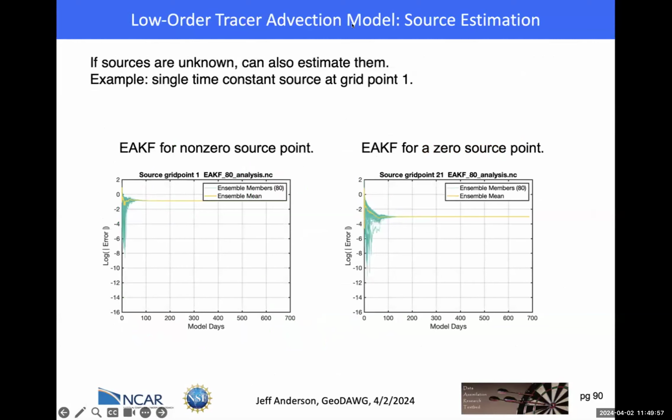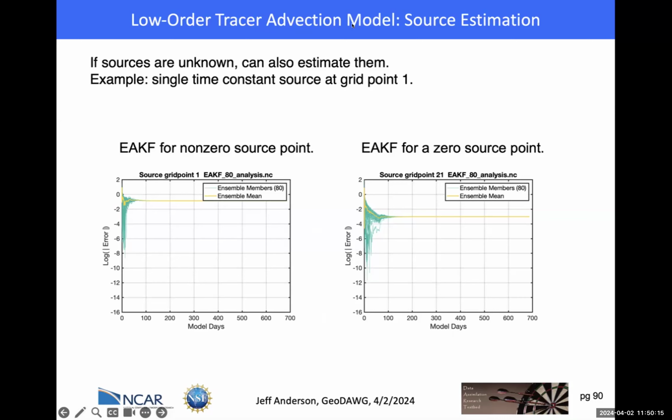One can also try to estimate the sources with this. And so this is really a parameter estimation problem because the sources do not have a time evolution and are not part of this model. In the example I showed you, there was a source that was non-zero at grid point 1, and the source at all the other grid points was 0.